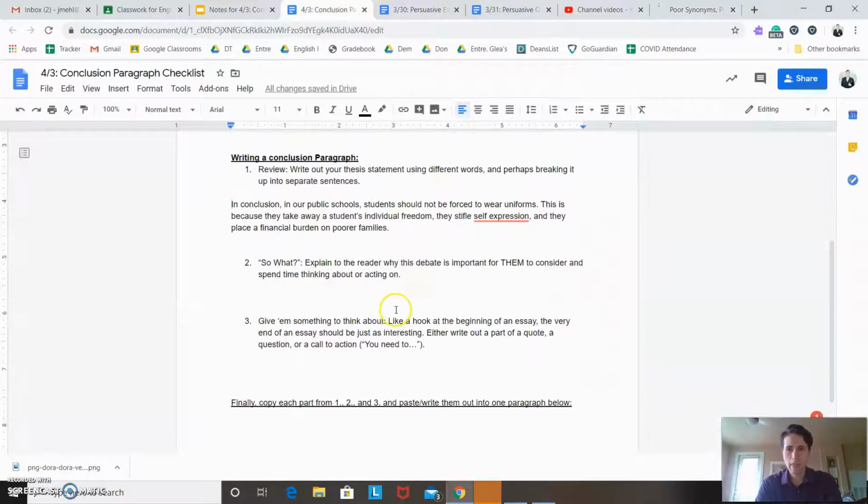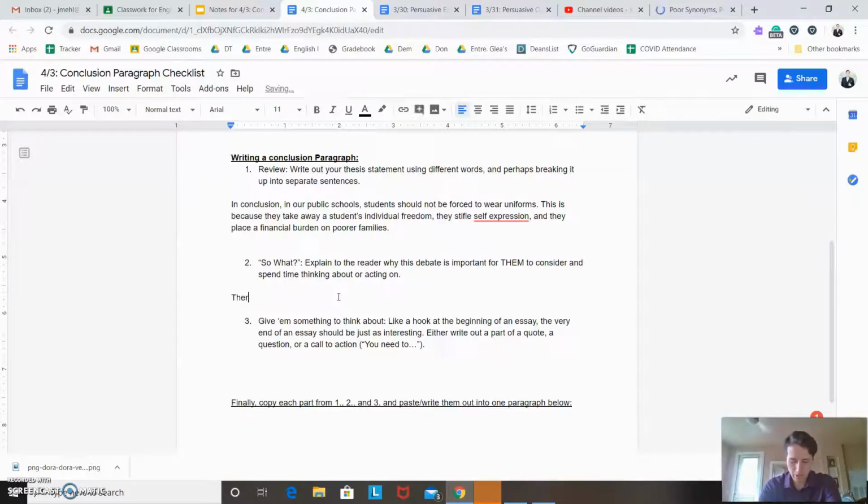Okay, moving on. So what? Explain to the reader why this debate is important for them to consider. Okay, well, I know high school students are pretty concerned with the restrictions that they have, but I think that the reason why this debate is important is if we continue to put too many rules and restrictions on high schoolers, we might start to see some high schoolers resenting adults in general.